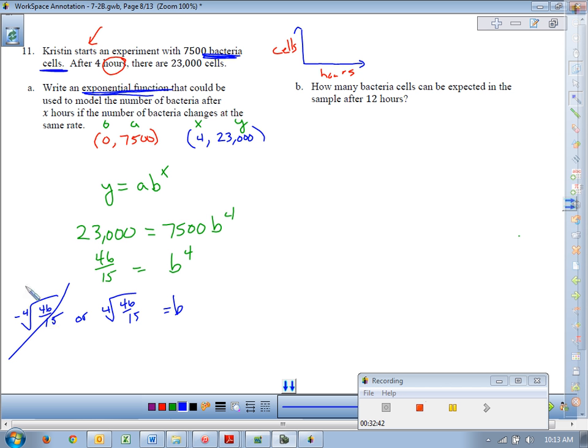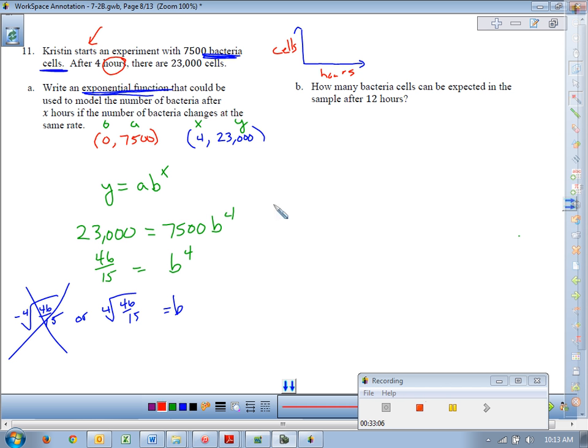Throw out the negative. I still like to use the radical in that situation. It's really not that big of a deal if you want to use the rational exponent of 1/4. But I use that just to see, it would be cool if 46 was a perfect 4th and 15 was a perfect 4th. Are those perfect 4ths? So I'm done there, right? I'm not going to simplify that any further.